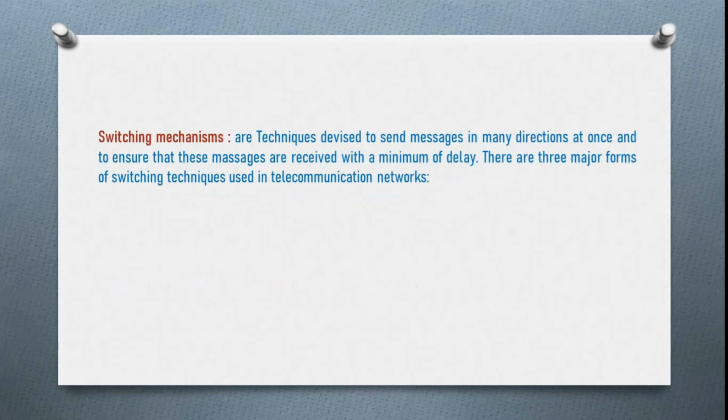Next, switching mechanism. Switching mechanisms are techniques devised to send messages in many directions at once and to ensure that these messages are received with a minimum of delay. There are three major forms of switching techniques used in telecommunication networks. Circuit switching. In circuit switching, a communication path is actually established before the message is accepted for transmission. For voice communication, circuit switching is the norm whereby a path through connected circuits is established.